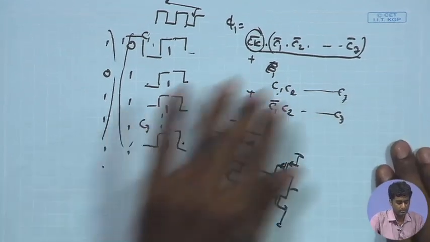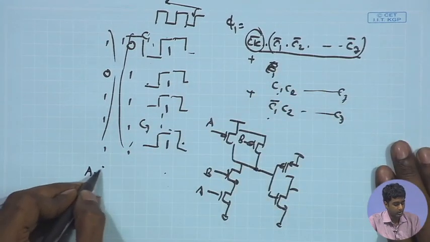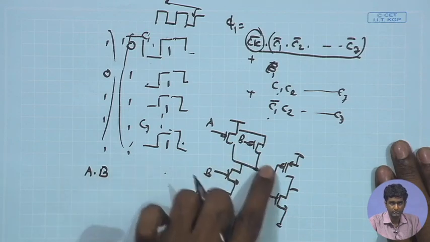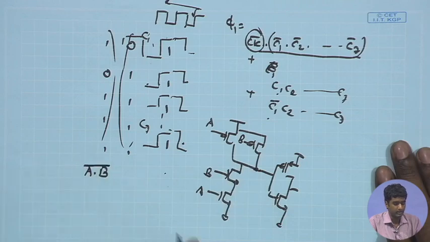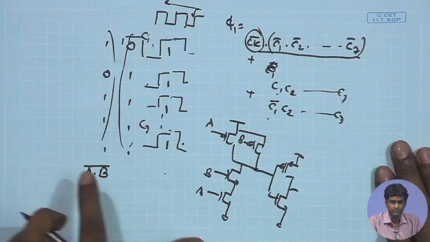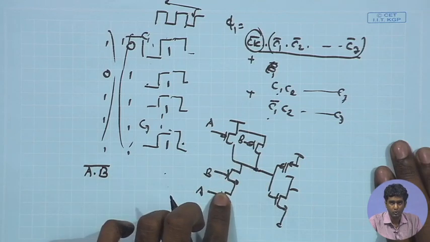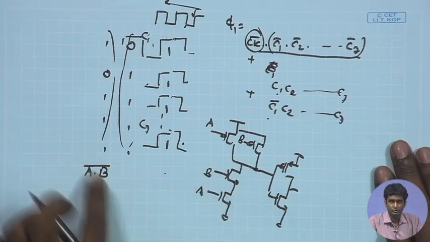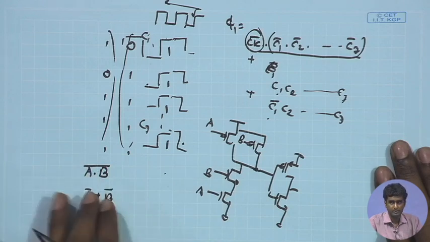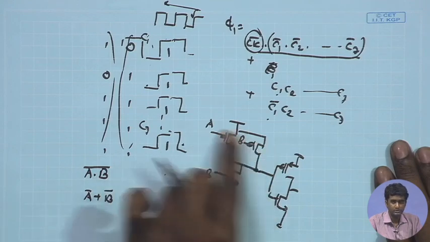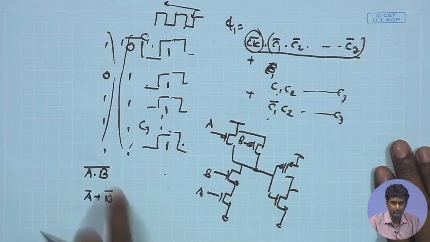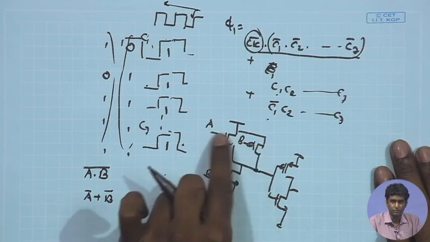So, basically by De Morgan's law, if you are having A dot B, this output is supposed to go down when A and B are high. So, this NMOS combination is implementing A dot B bar, because when A and B both are high, the output will be driven low, and we know from De Morgan's law that A dot B bar can be represented as A bar plus B bar. So, the PMOS circuitry over here should also support the same logic condition.